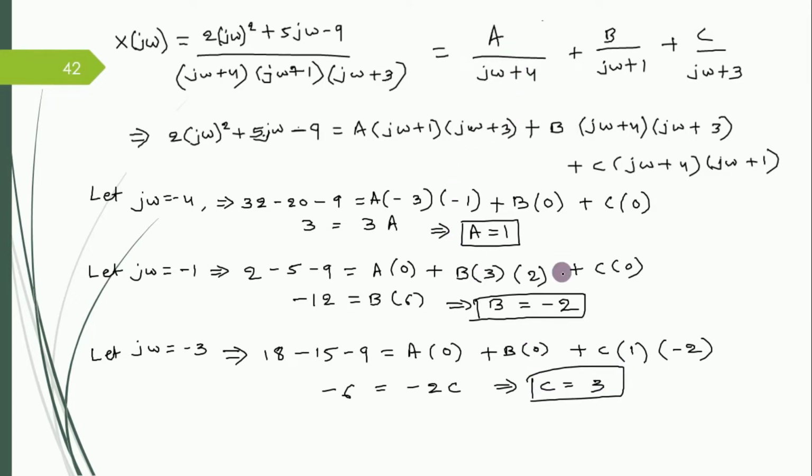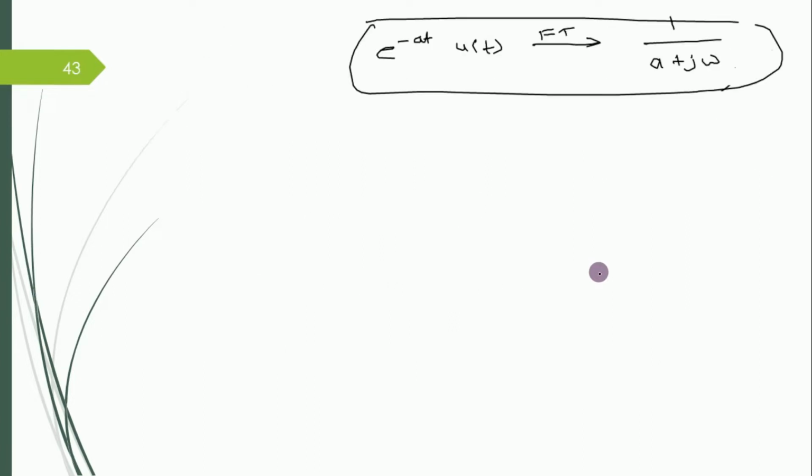So I substitute a value as 1, b value as minus 2 and c value as 3 in the next case. So here I substitute X of j omega as a value 1 divided by j omega plus 4, and here it is minus 2, b value j omega plus 1, and c value is 3, j omega plus 3. So this is the partial fraction answer that we get.